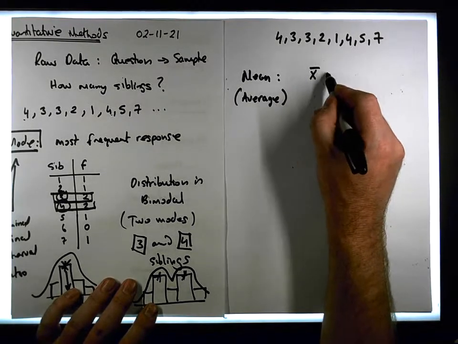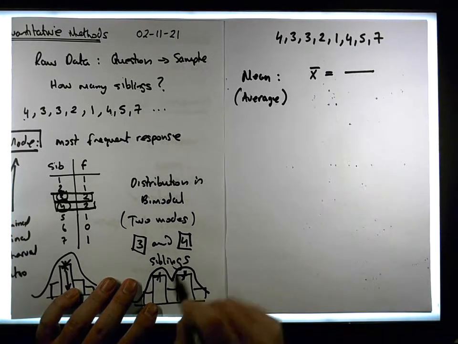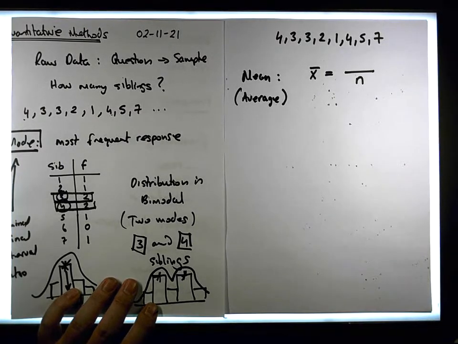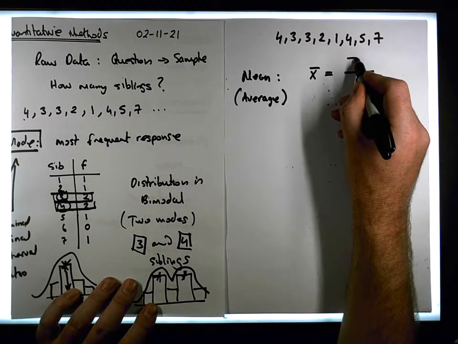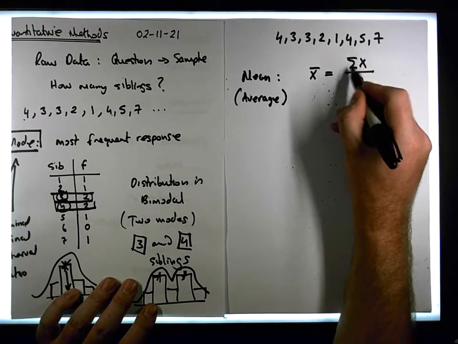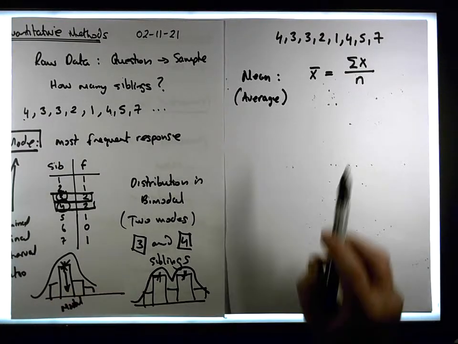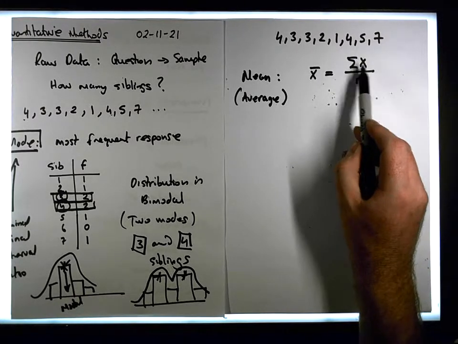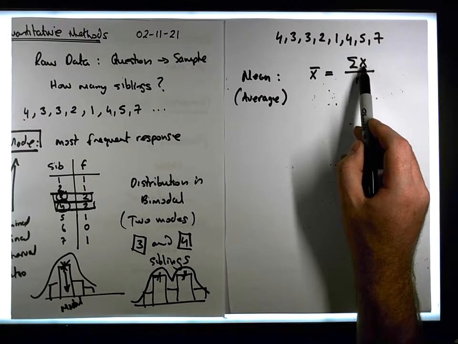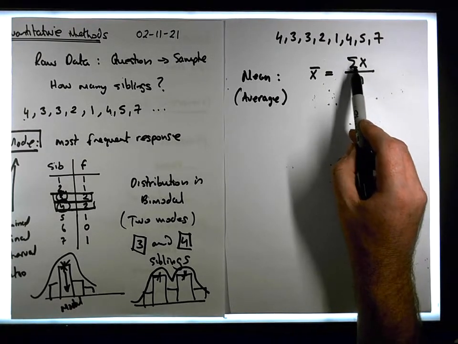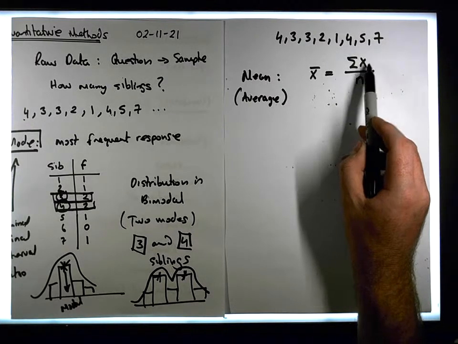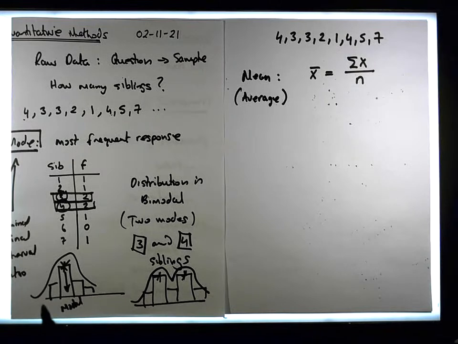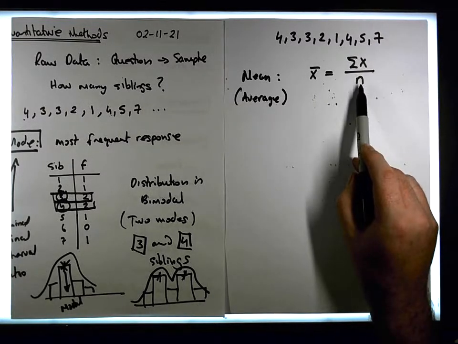The formula says you need two numbers: the sample size, n, and the sum of all your observations. So this is sigma x, the sum of all the observations. X always represents an observation, so sigma x means the sum of all observations. You add up all your observations, which gives you a total, and then you divide it by how many things you have.